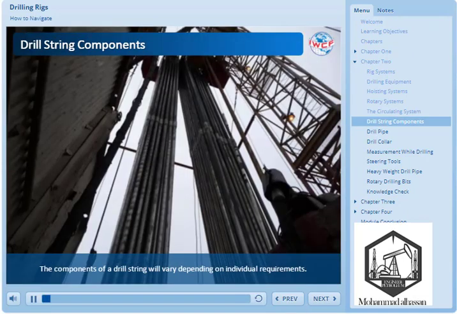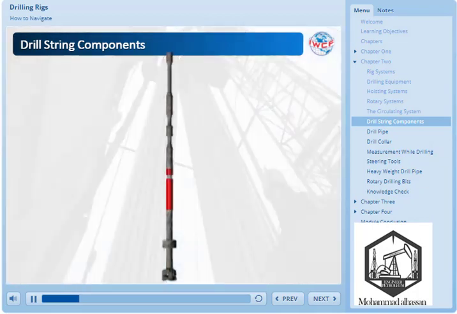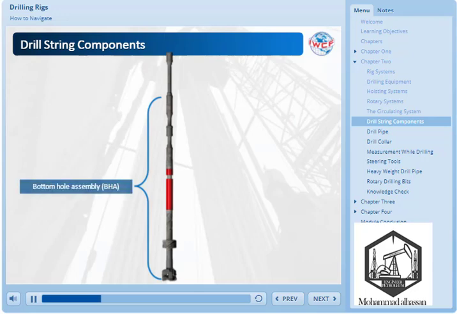The components of a drill string will vary depending on individual requirements, but for the purpose of this training we will focus on the main components found in all drill strings. The lower part of the drill string is collectively referred to as the bottom hole assembly, or BHA, and extends from the drill bit to the drill pipe.